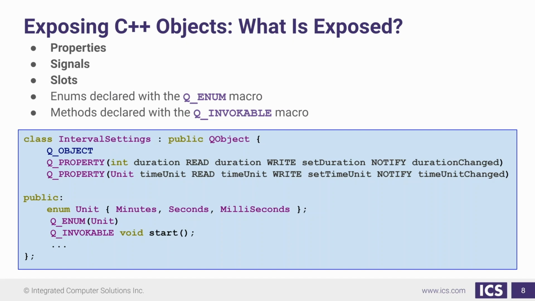Now, our enum Unit is going to be exposed only if we have this QEnum macro after the enum. And that will cause it to be injected into the QML space. Lastly, here I also have an example of a Q_INVOKABLE method. Here we have start, and we can call this directly from QML. Now, for our getters and setters, since they're part of the properties, we do not need to add this Q_INVOKABLE macro. They're going to be automatically handled for us.